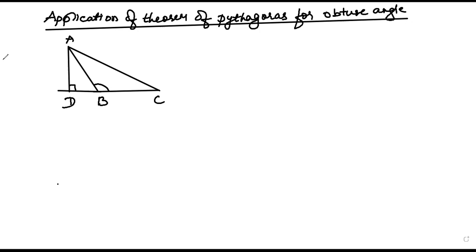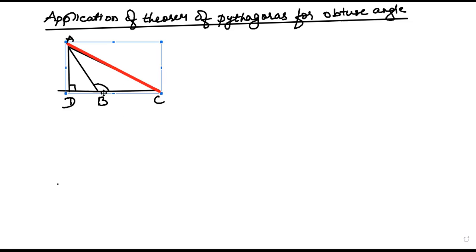remember one very important theorem. The square of the side opposite to the obtuse angle is equal to the sum of the squares of the sides containing the obtuse angle. You can see this side AC is the side opposite to the obtuse angle.